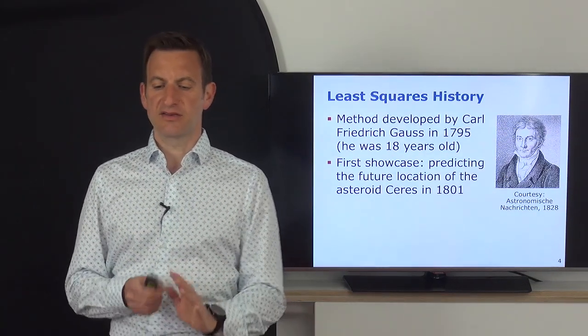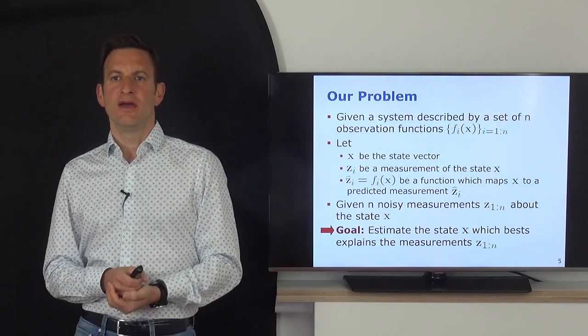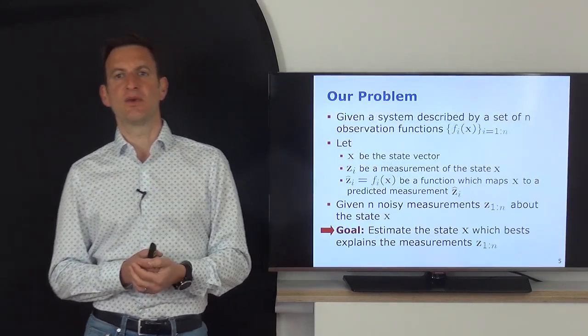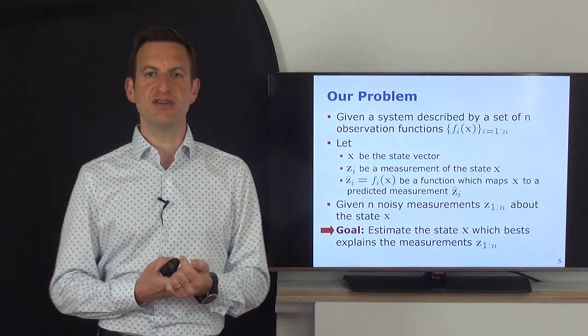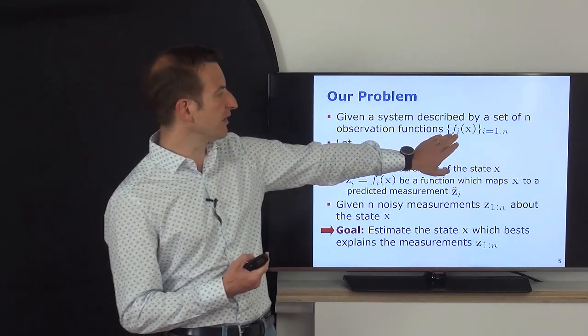Okay, so let's get slightly more concrete. How does that look? So I formulate it in a way that we say we have a given set of observation functions, which are here called f. So these are those f's.